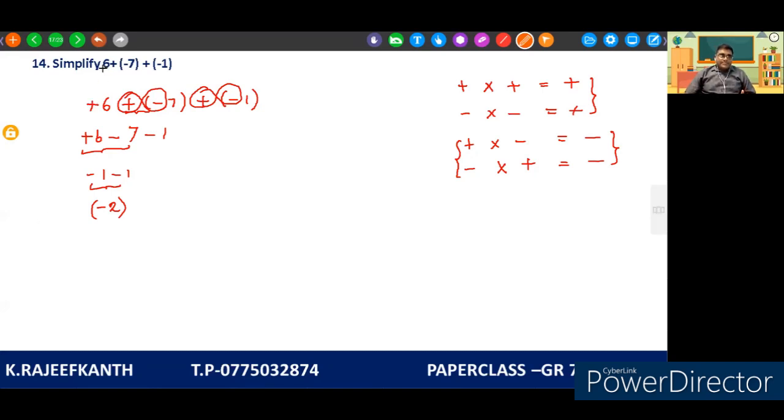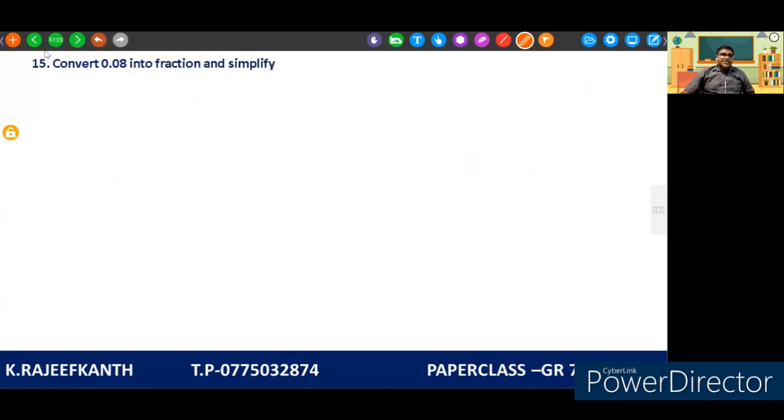So here, plus 6 plus minus 7 plus minus 1. First we have to reduce the signs. Plus into minus is minus, plus into minus is minus. Then we got plus 6 minus 7 minus 1. First we simplify these two. Plus 6 minus 7, those are different signs, so we subtract. 7 minus 6 is 1. Then we put the bigger one's sign, that is minus. Here minus 1. These two numbers have the same sign, so we add: 1 plus 1 is 2. Then we put the sign minus. Then minus 2 is the answer. Question number 15.